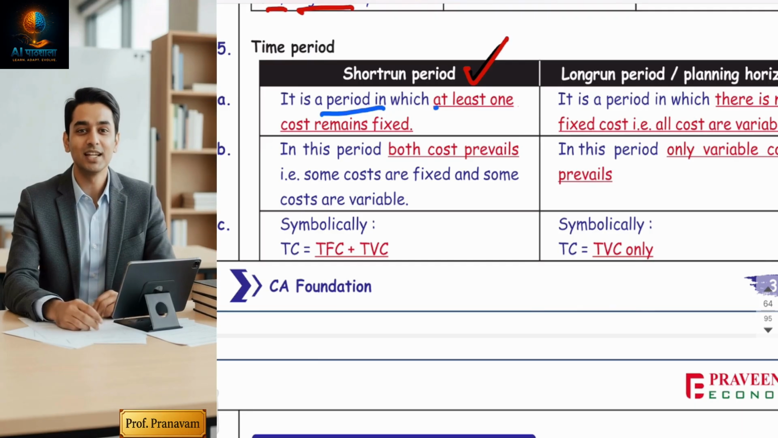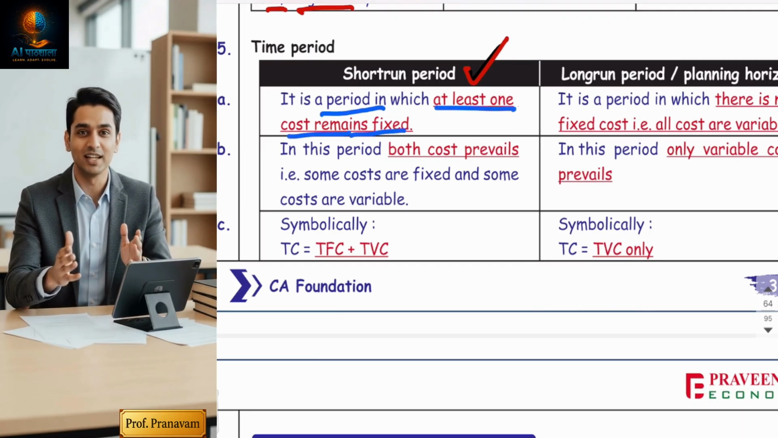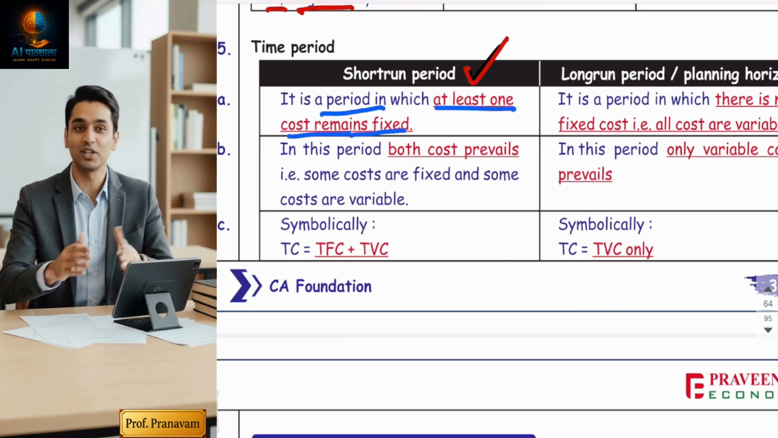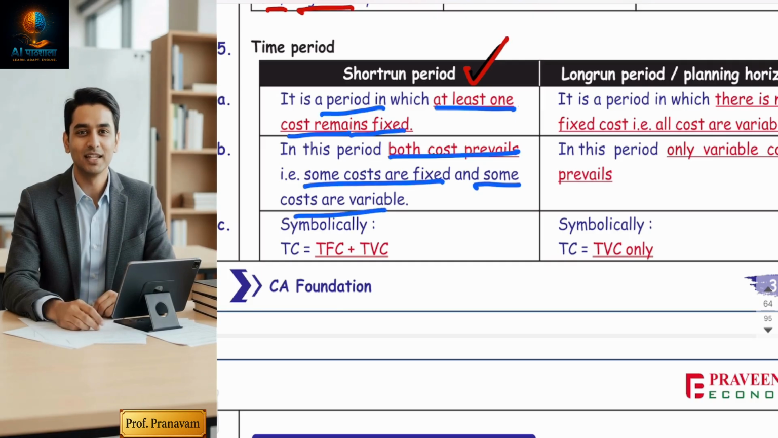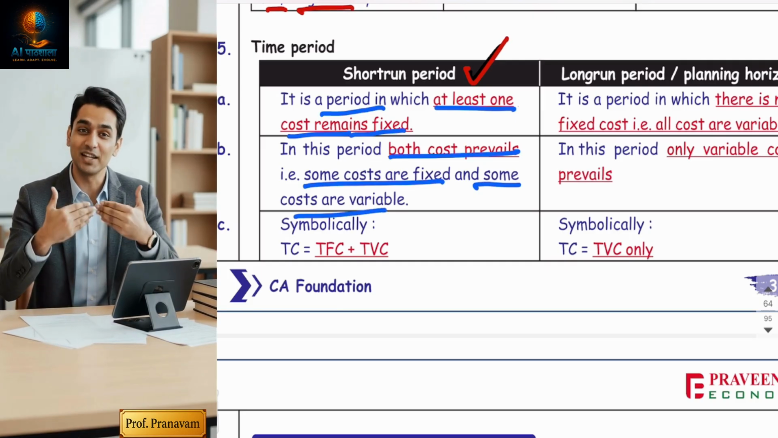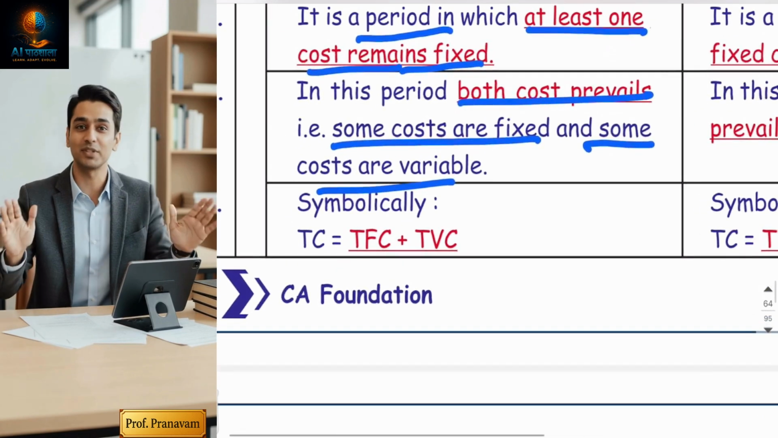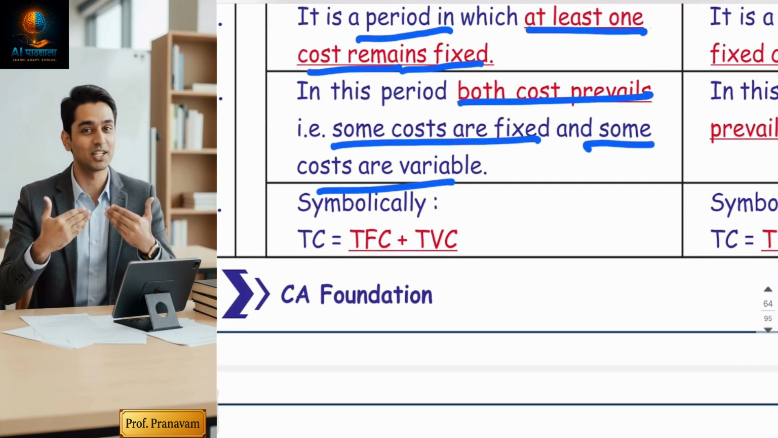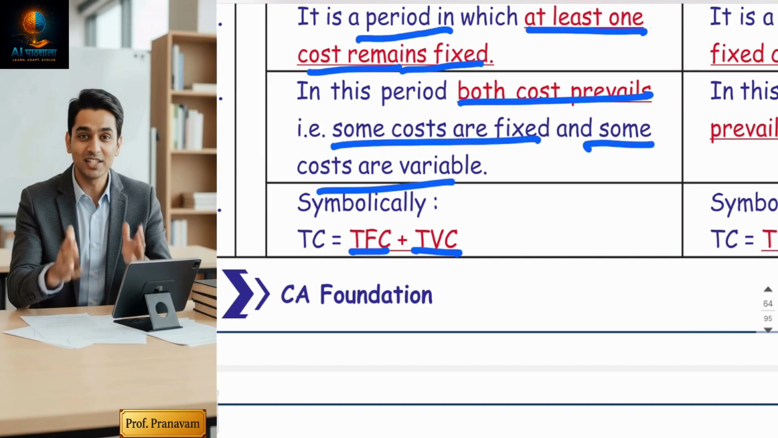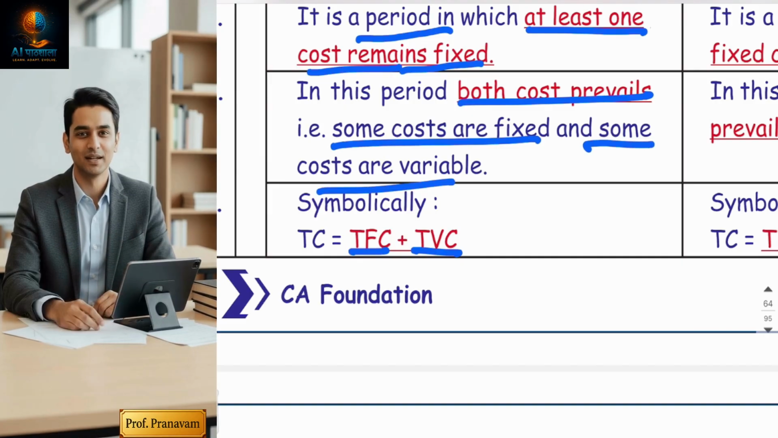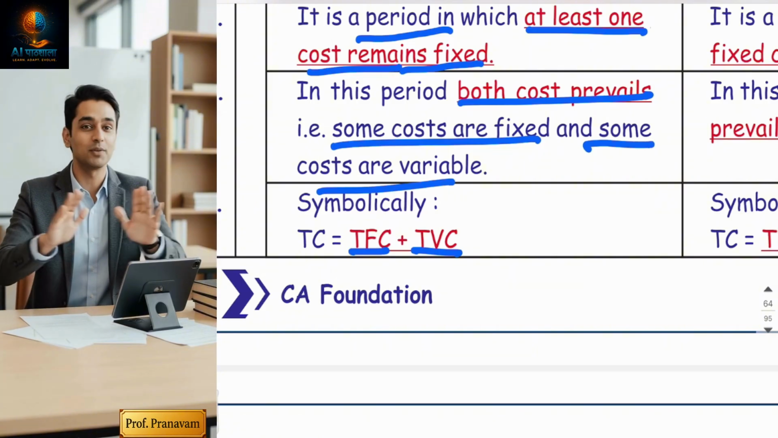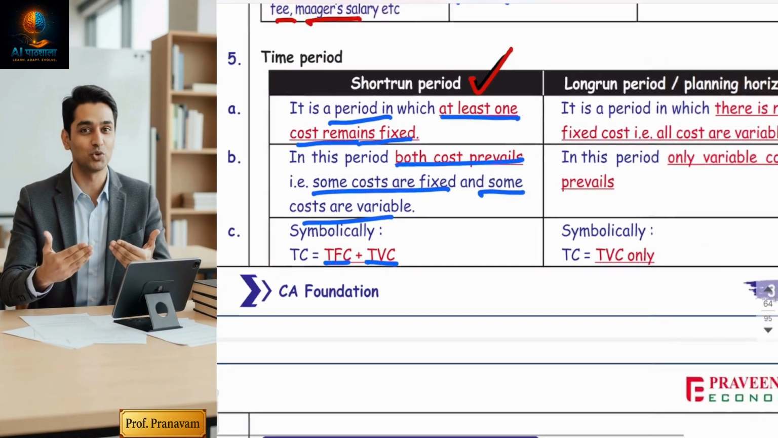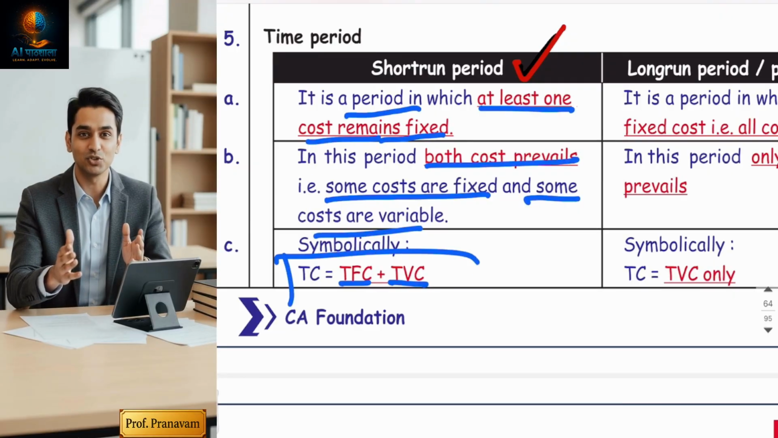See how the definition is presented and how my notes are prepared for you. It is a period in which at least one cost remains fixed. If you have at least one cost fixed in your business, you are running your business in the short run. In this period both costs prevail, some costs are fixed and some are variable. So symbolically, what will be the formula? Total cost is equal to TFC plus TVC. Total cost is nothing but the sum of both, because total cost is not an actual cost. So total fixed cost plus total variable cost becomes total cost in your short run. You have to remember this formula.